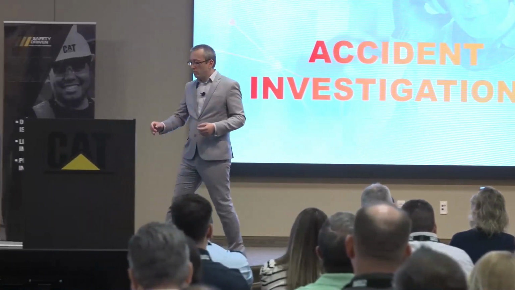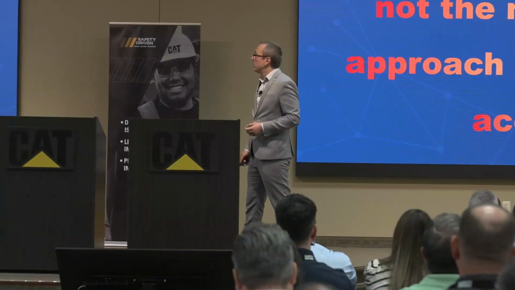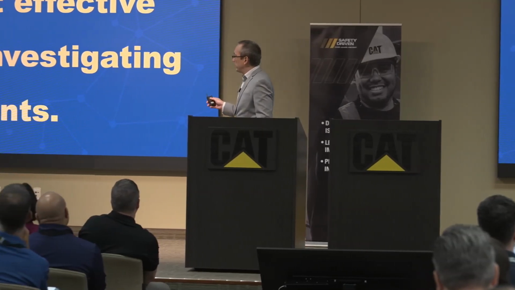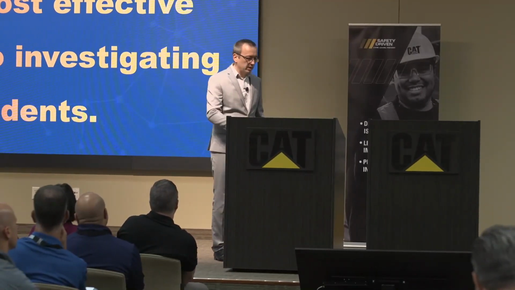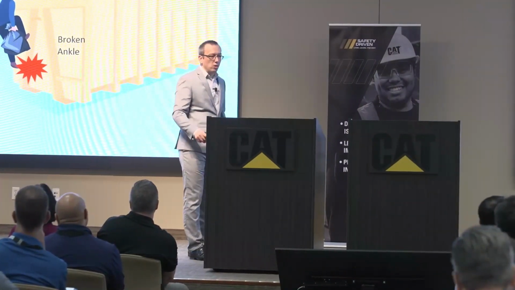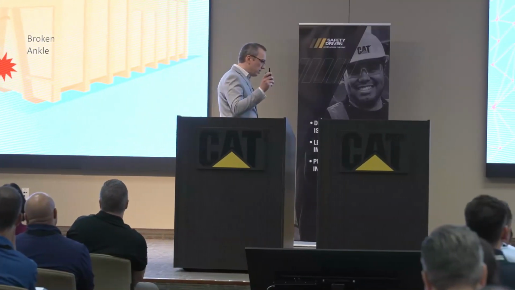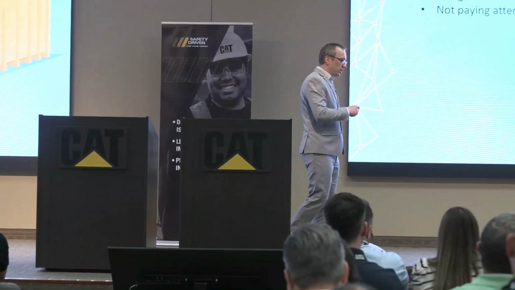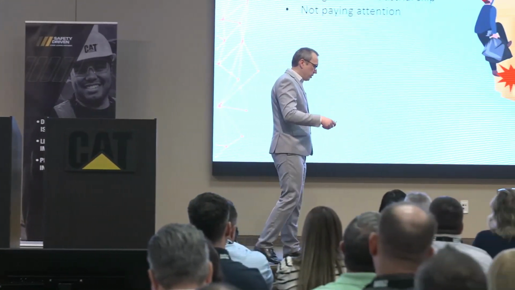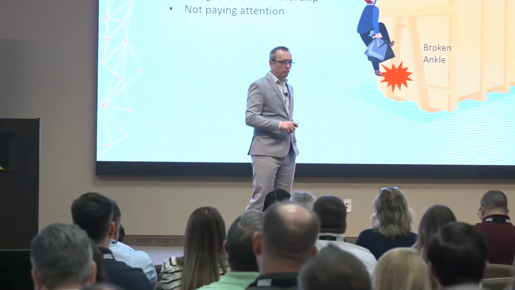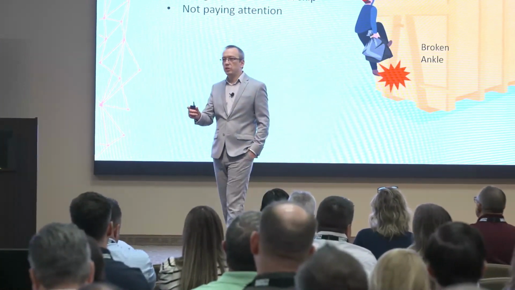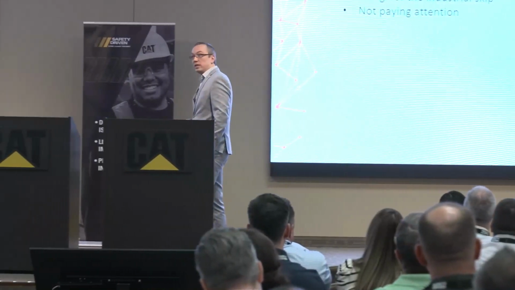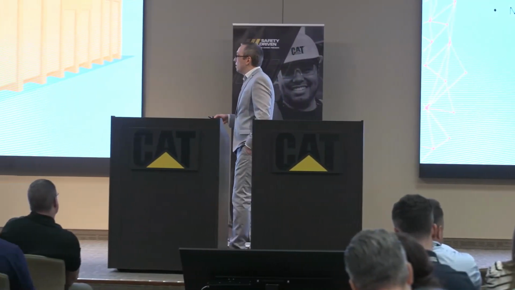So here, the starting point is that identifying root causes is not the most effective approach to investigating accidents, and here is why. On this side, there was an incident. The person was climbing this industrial skip, and they slipped, fell, and broke their ankle. So there was an investigation team put together, and they used 5 Whys to investigate what happened.